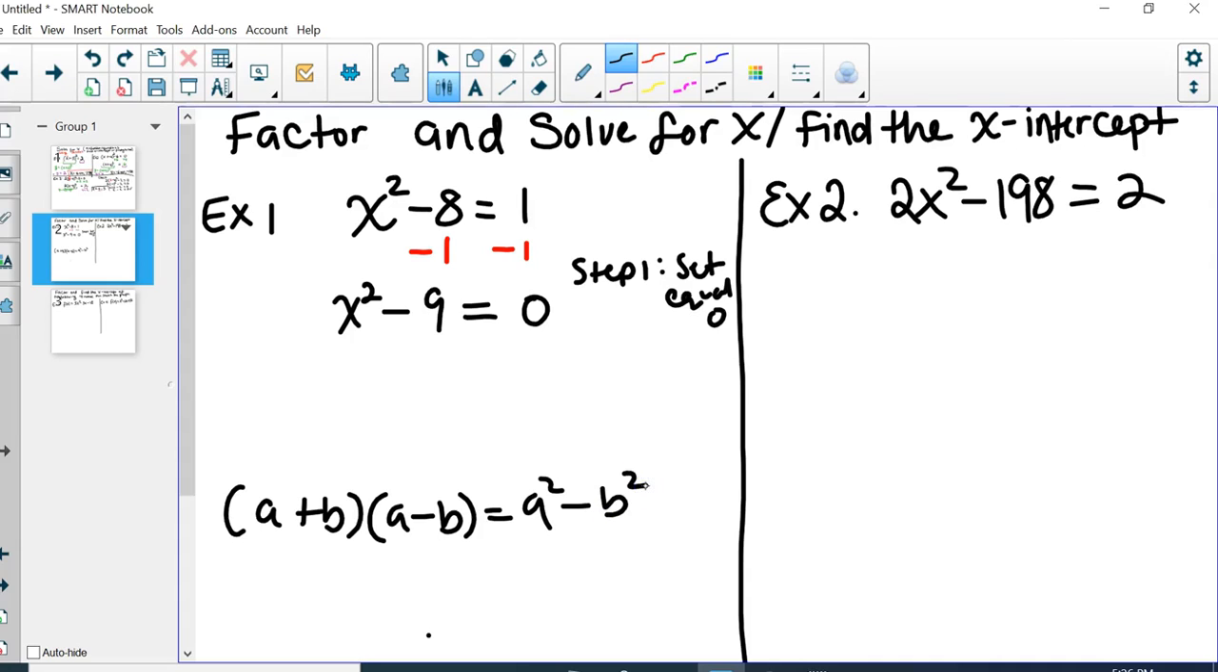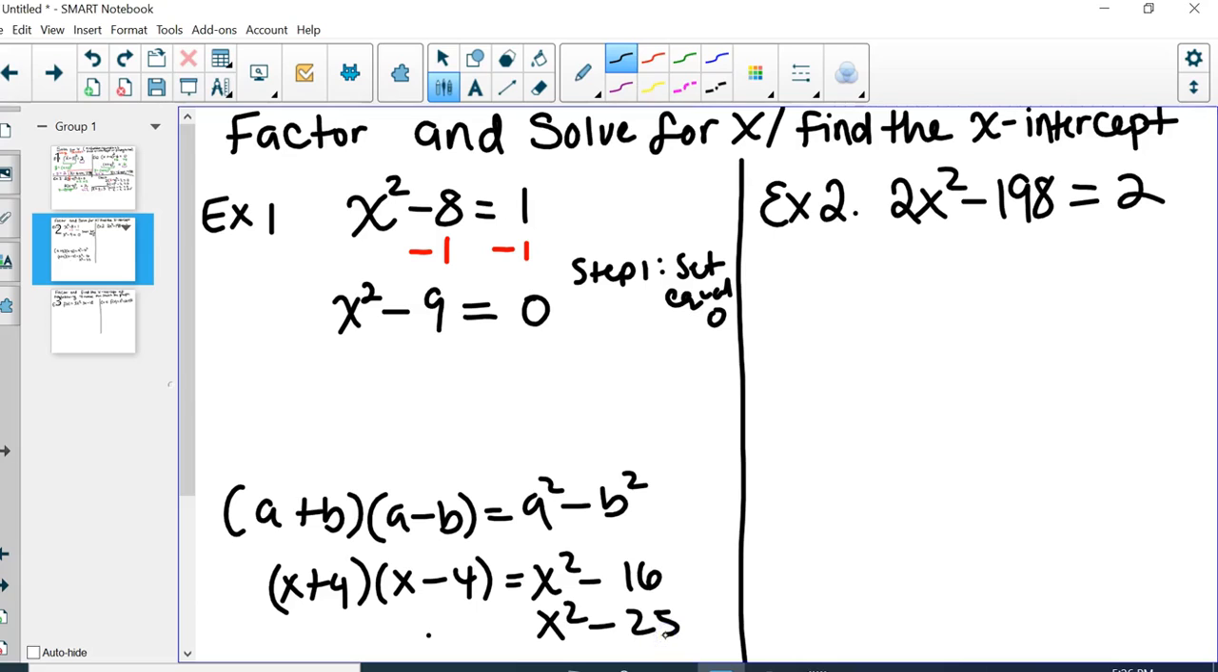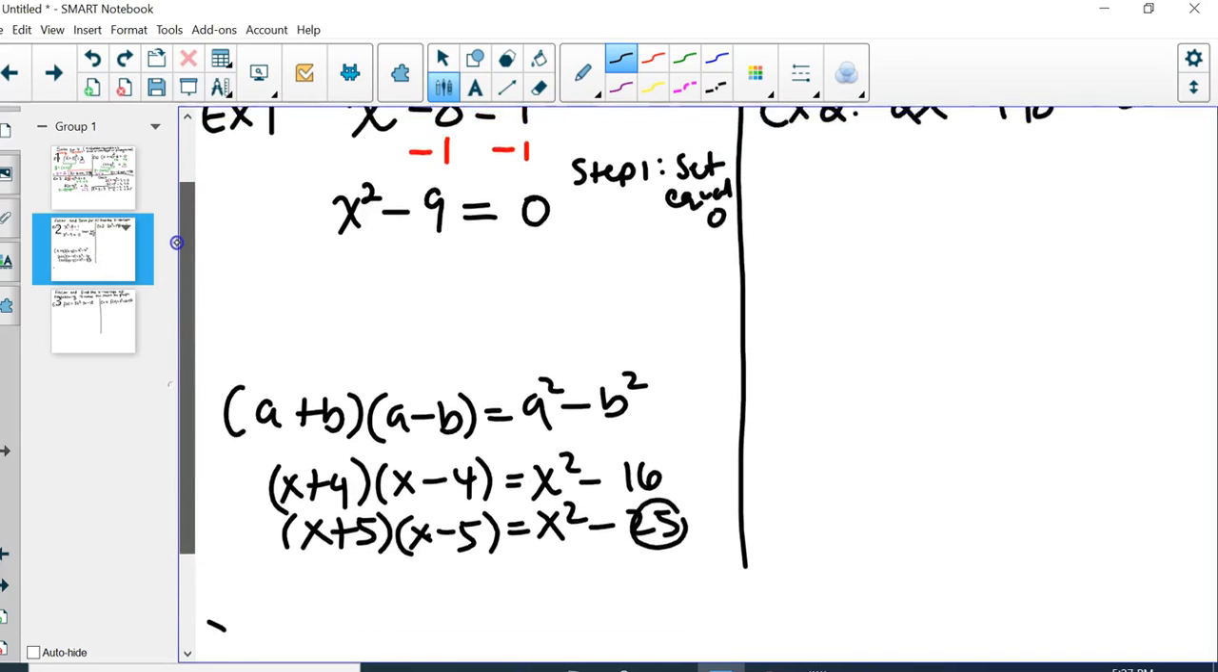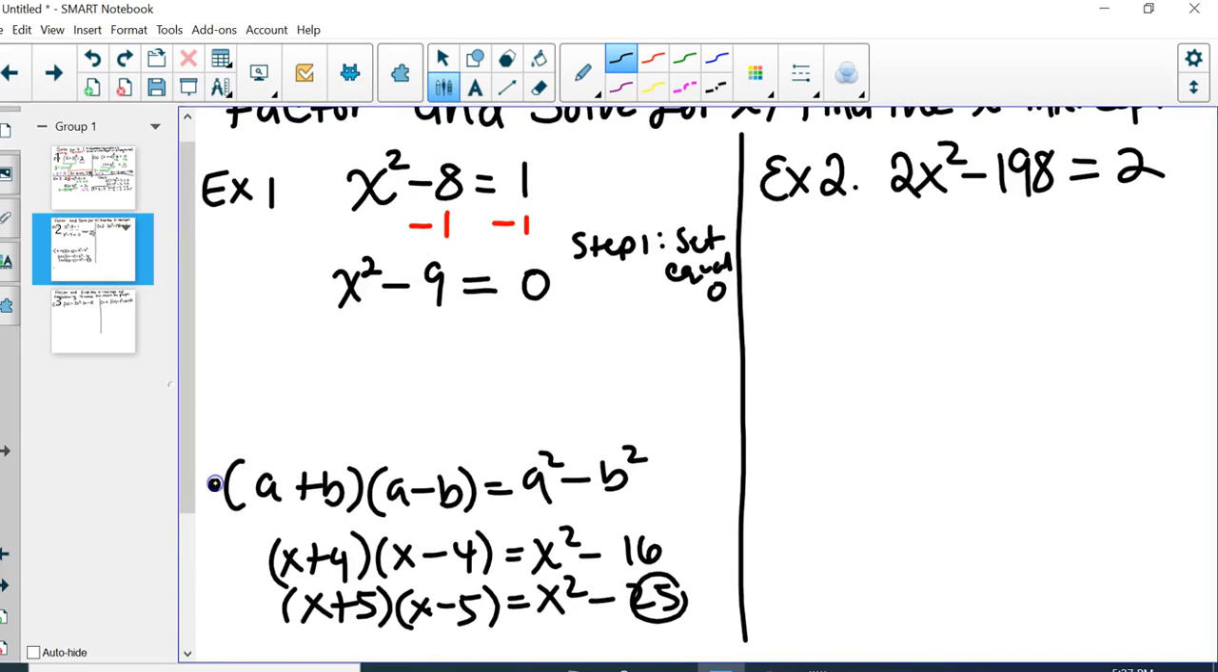So, for example, something like x squared minus 16 will factor out. 16 is the same thing as 4 squared, right? So that will factor into x plus 4 times x minus 4. Or something like x squared minus 25. 25 is what number squared? 5, right? 5 times 5. So that will factor into x plus 5 times x minus 5. So we can use this right here to help us with this.